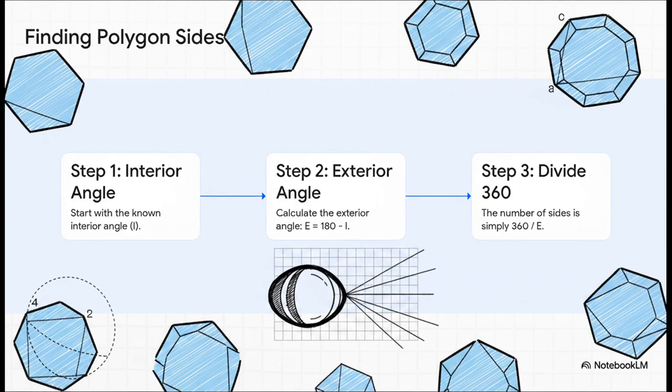Want to know a super fast trick for finding the sides of a regular polygon? Forget wrestling with that complicated interior angle formula. Just do this instead. Find the exterior angle. It's just 180 minus the interior one. Then divide 360 by that number. Seriously, that's it. It tells you exactly how many sides it has, so much faster.